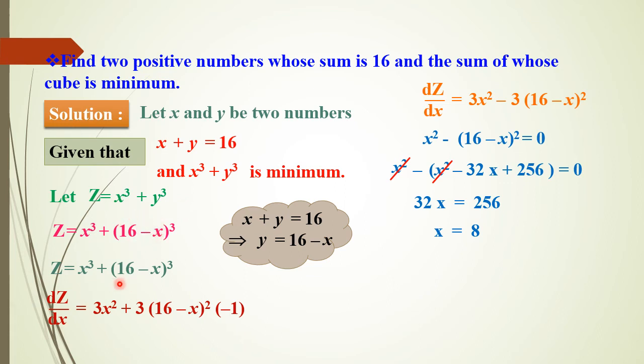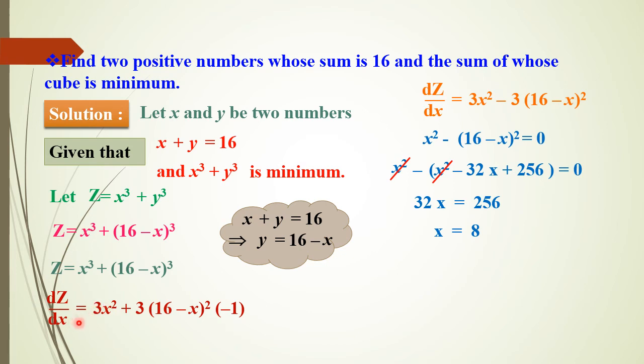So differentiate it with respect to x. dz by dx, x cube differentiation is 3x square. Next, first of all, write the derivative for the power 3: 3 into (16 minus x) whole squared. Then 16 differentiation is 0, x differentiation is 1. So 0 minus 1 is how much? It is minus 1. After finding its differentiation, next you write dz divided by dx is equal to 0.